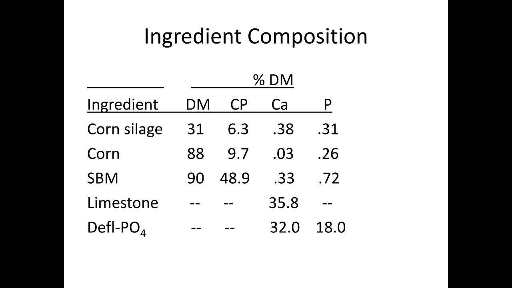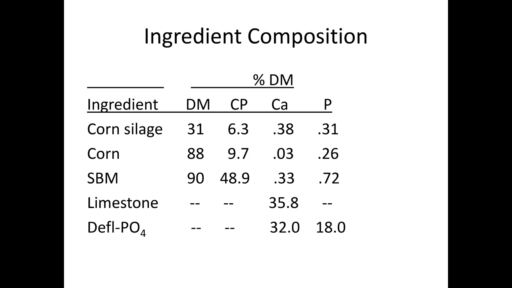So for the corn silage, corn and the soybean meal, the dry matter content, the crude protein content, the calcium content, and the phosphorus content. And then for the limestone and defluorinated phosphate, the amount of calcium and phosphorus, because they aren't contributing other nutrients to the diet. And you can see limestone is a source of calcium, but not phosphorus. Defluorinated phosphate provides both phosphorus and calcium to the diet. So pay attention to that when we get to the point where we need to balance for the calcium and phosphorus.